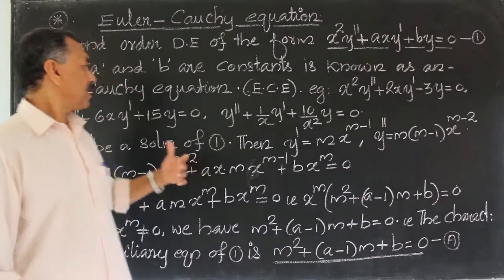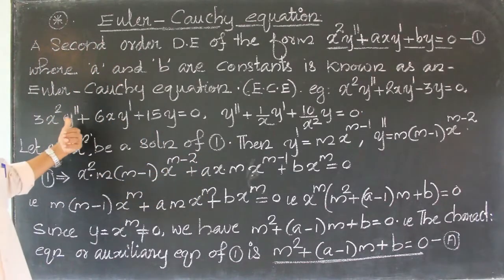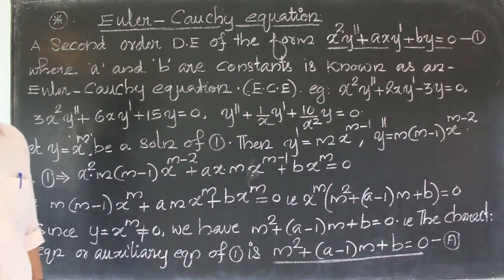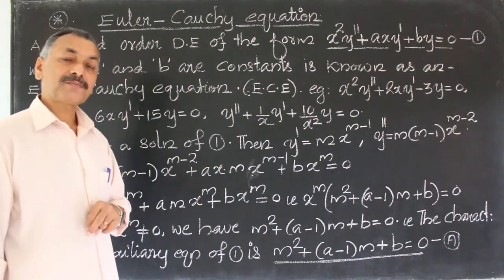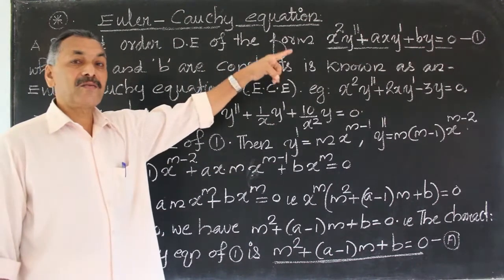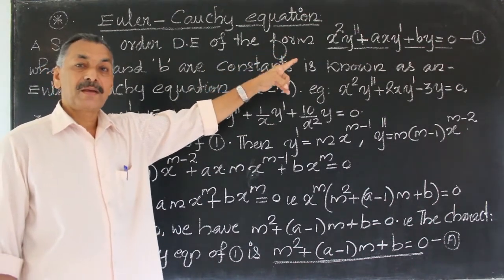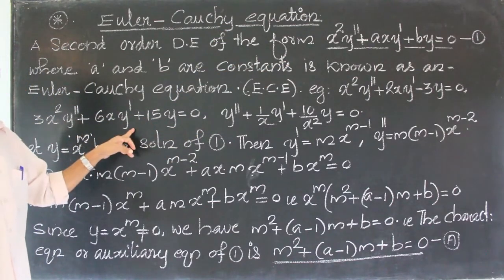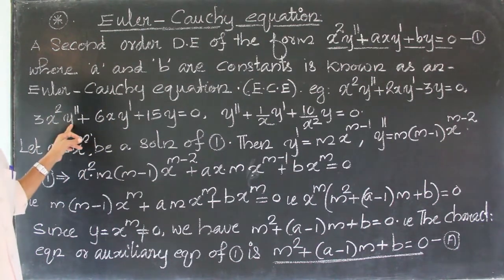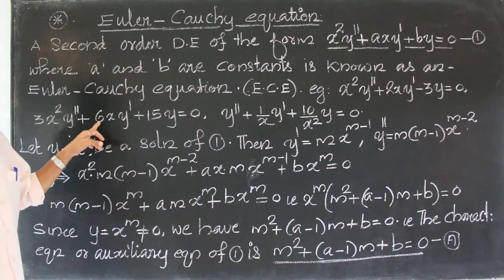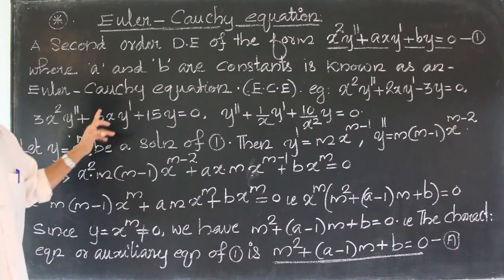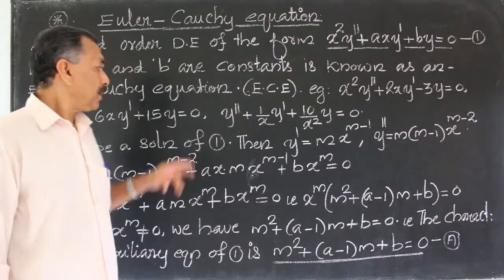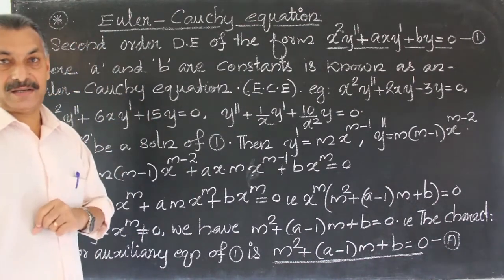Okay, then what about this equation? 3x squared y'' + 6xy' + 15y = 0. Is this an Euler-Cauchy equation? If it is, the coefficient of y'' must be x squared. To make it x squared, we can divide by 3. Dividing by 3 gives x squared y'' + 2xy' + 5y = 0. Now this is also an Euler-Cauchy equation.